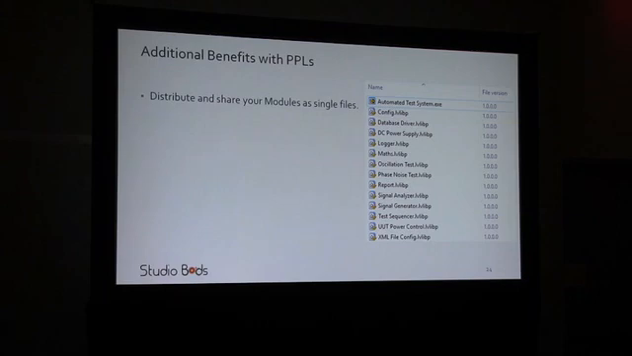Additional benefits: distribute and share your module as single files, and you can see that each PPL also has a file version. So when you get a bug, it's a lot easier to track down your bug to a particular version of your library. You can publish smaller updates. No need to redistribute the entire 40 meg application if you just have a bug in your report PPL. You rebuild the report PPL and do it later.